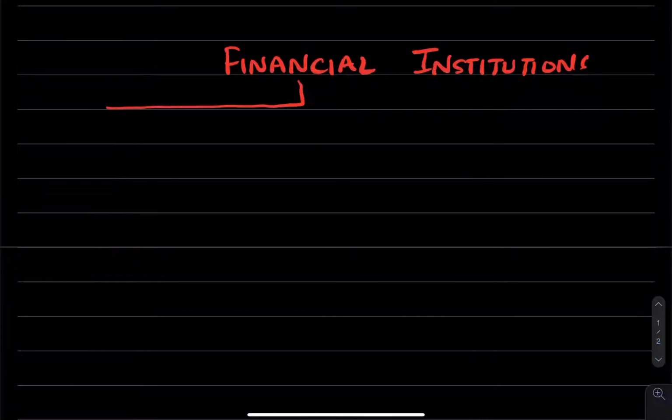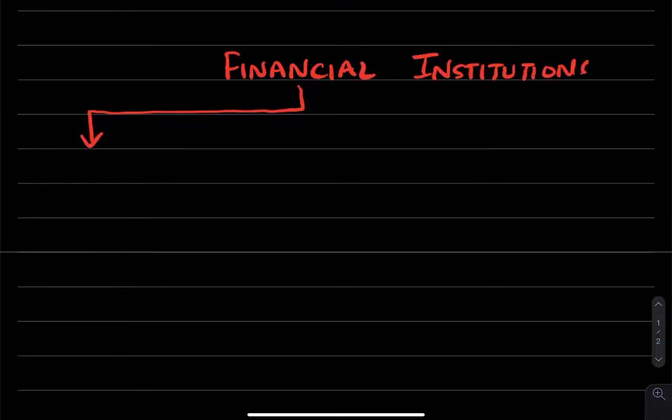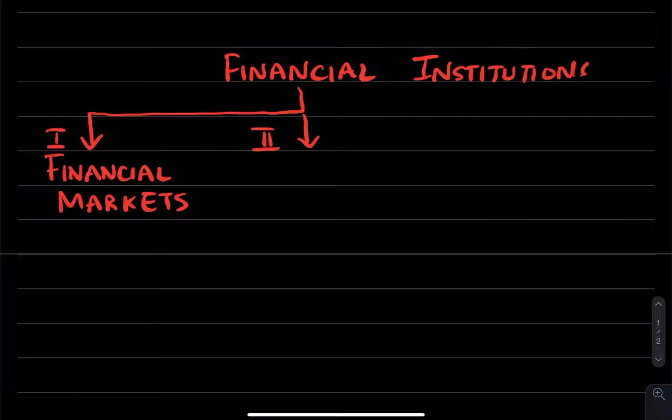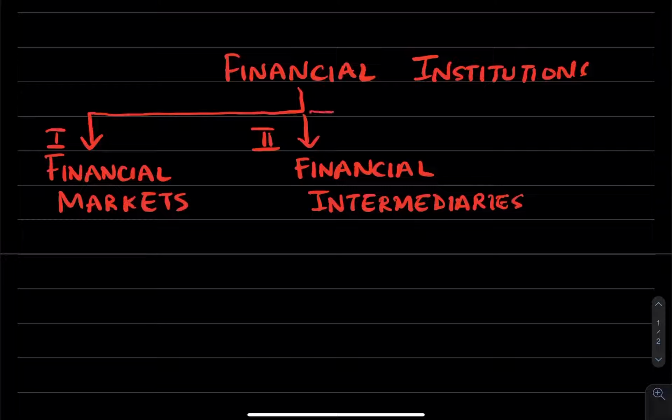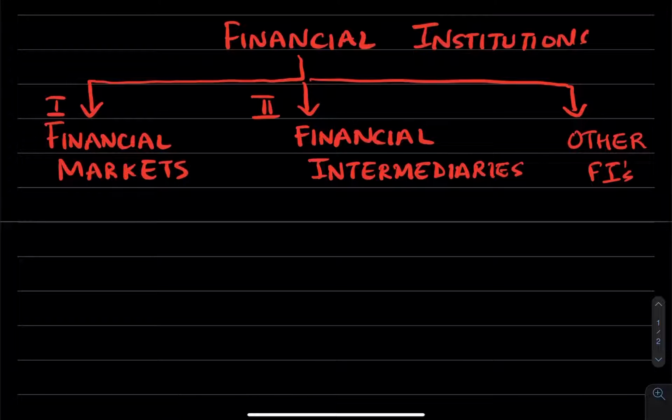There are three types of financial institutions that we're going to talk about. The first group is called financial markets. Okay, so that's number one. The second type are financial intermediaries. And the third type are other financial institutions. So let's think about what features distinguish these different types of financial institutions.